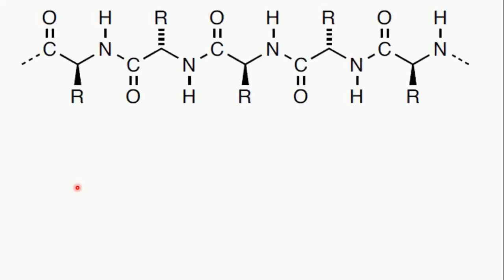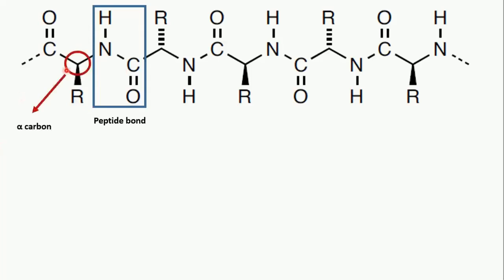Now, to go ahead, we just have to learn a little about the peptide bond. So we have a polypeptide here. In this polypeptide, we have the peptide bond, that is the NHCO bond. So we have a bond between nitrogen and carbon, and this bond is called the peptide bond. Now just near this nitrogen we have the alpha carbon. So here we have alpha carbon, then peptide bond, then again alpha carbon, then peptide bond, then again alpha carbon, then peptide bond, and so on.